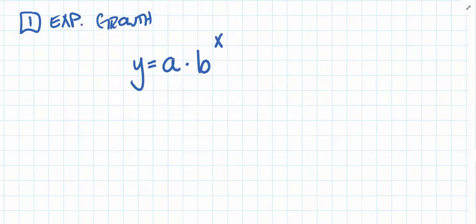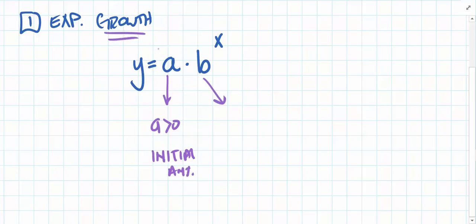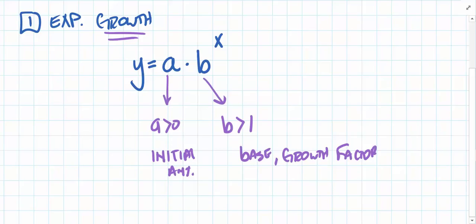If we're talking about exponential growth, the a plays a role. Remember, it has to be greater than 0, and this is our initial amount, the amount we start with. Okay, b plays a role, and if we're talking about exponential growth, then b is going to be greater than the value of 1. That would be our base, and this is also known as the growth factor. So whatever that happens to be is growing by a factor of b.